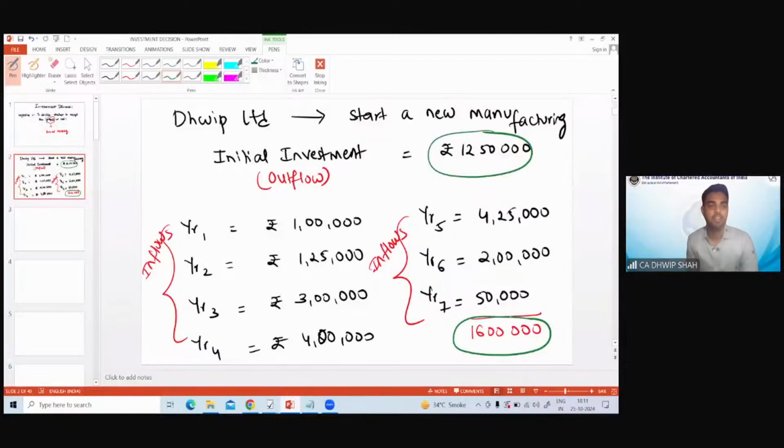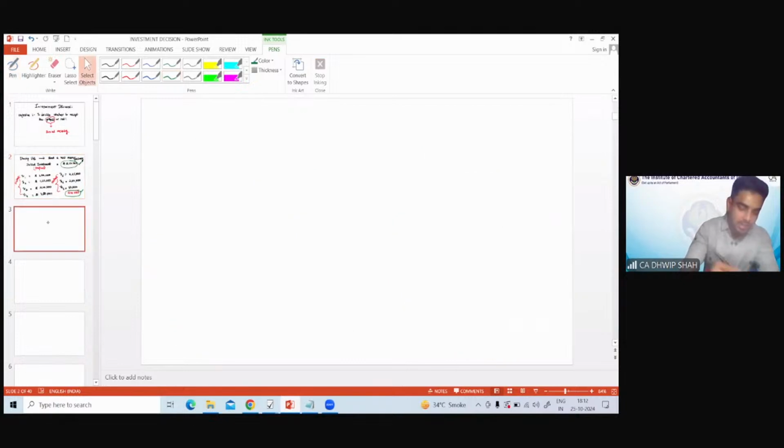But friends, had this been so easy, it would not be at CA Inter level. Yes or no? So what you did here is you compared the outflow and inflow. That is the correct comparison. You have to compare outflow and inflow only. In this chapter, in this investment decision, comparison of outflow and inflow is to be done, but not in absolute numbers, in relative numbers. We have to compare the outflow and inflow in relative terms.